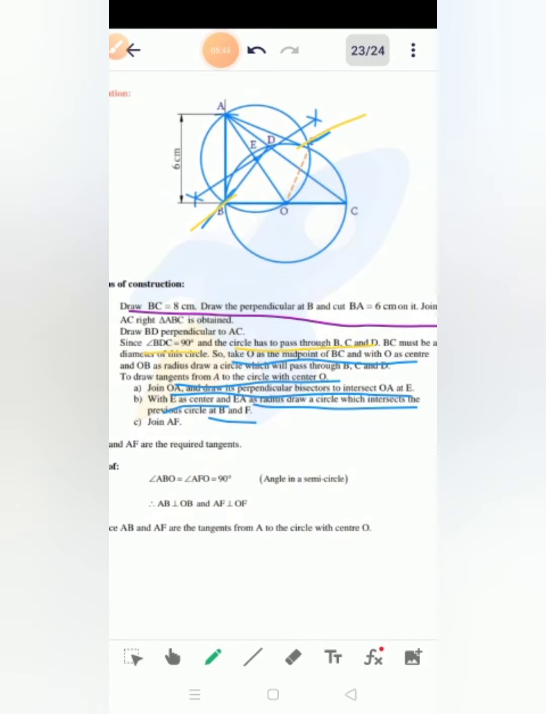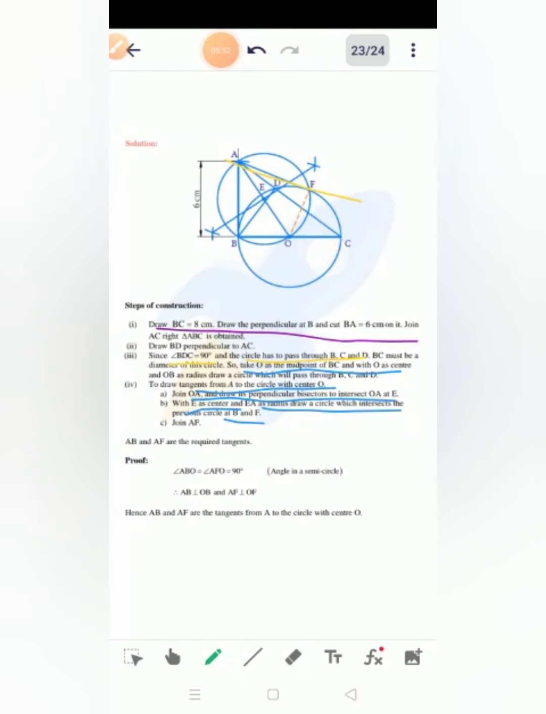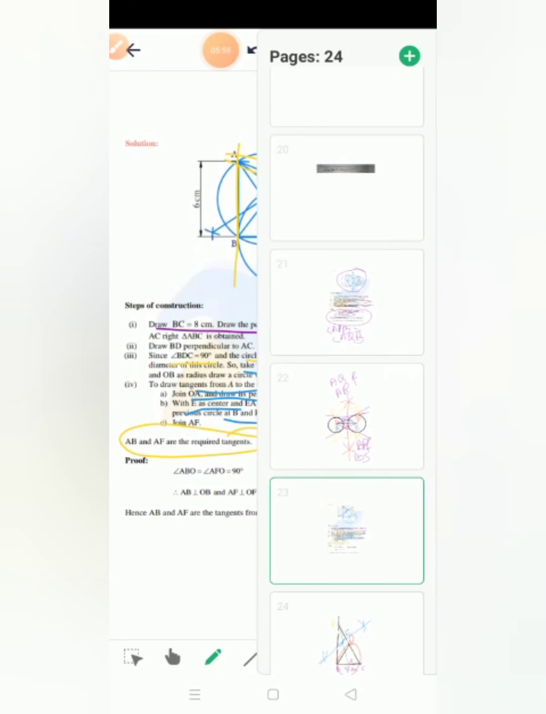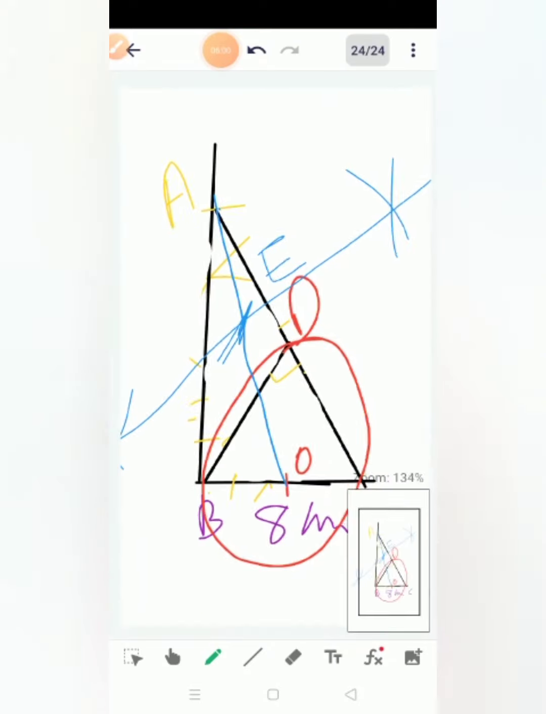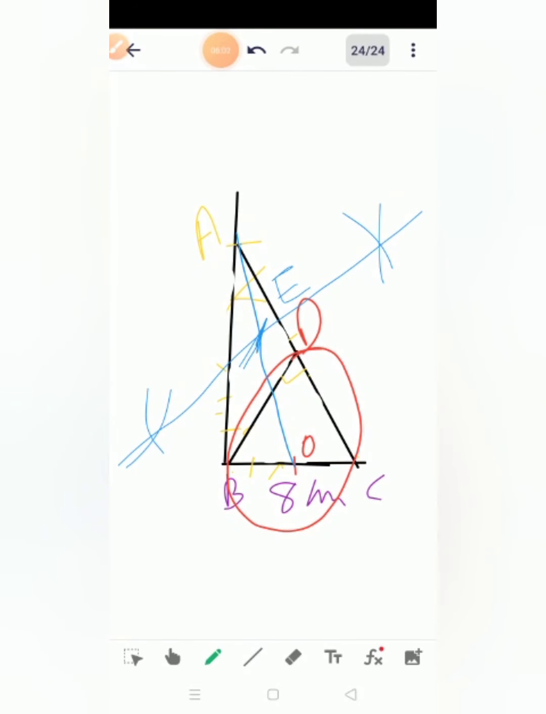After this, you join A and F. A is here and F is here. You see in this figure, A is here and F is here. You join AF. After that, AB and AF are the required tangents which we were asked to draw. Fine. It's a little messy here. Okay, it's difficult for me to explain from here because I have drawn a random circle, right?